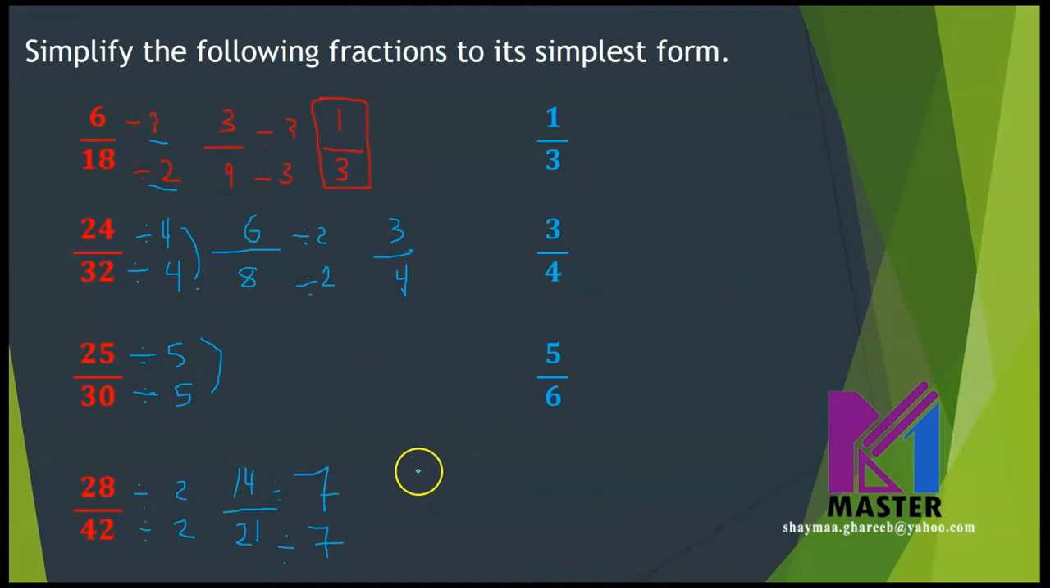14 divided by 7 equals 2. 21 divided by 7 equals 3. So the simplest form here will be 2 over 3. Or I can get the simplest form in one step if I divided by 14 from the first step.